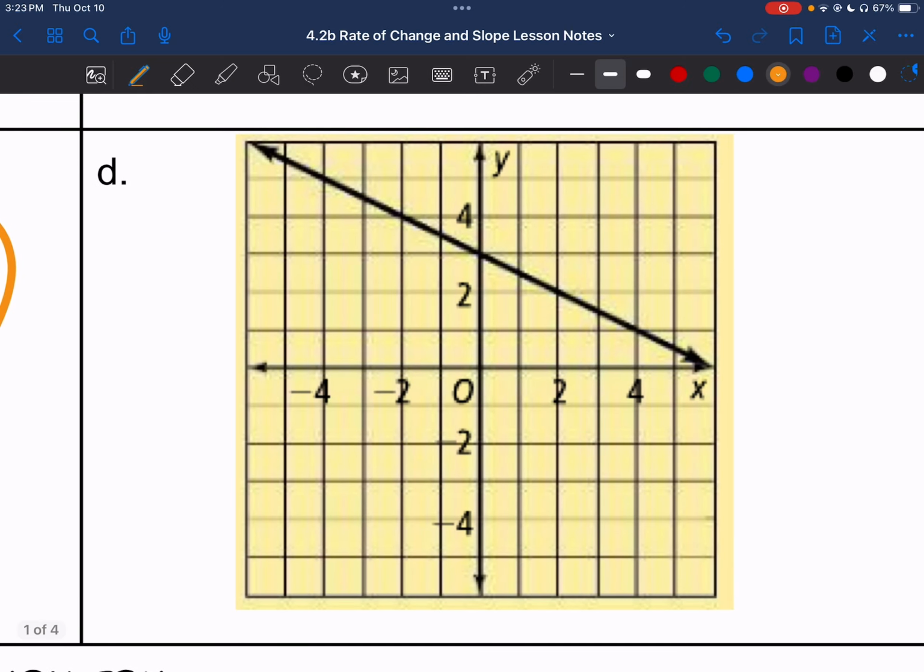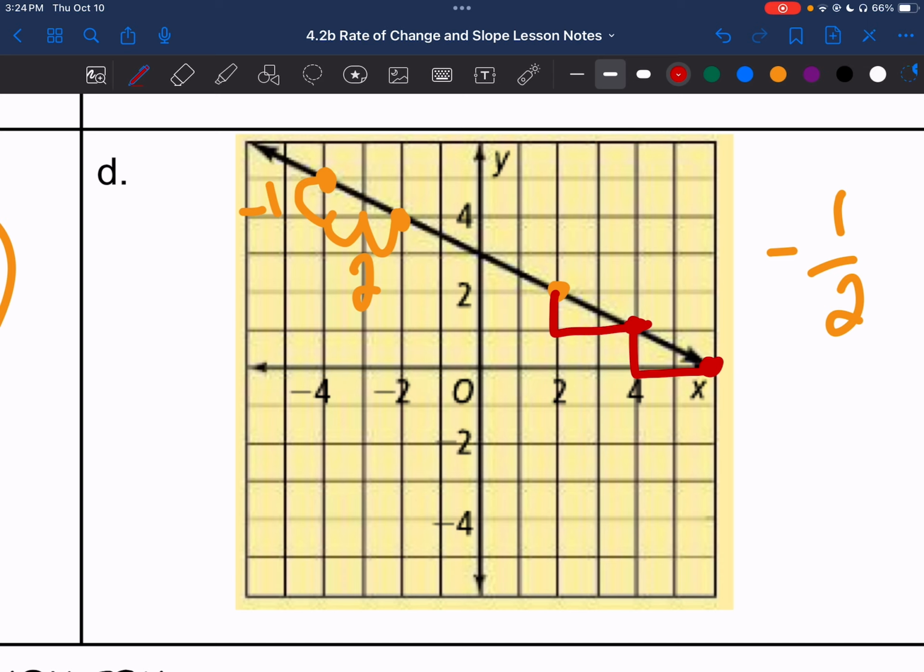Letter D, again, we need to find 2 coordinates, and so I'm going to use this one, and I'm going to use this one. And so we're going down 1, and we're going to the right 2. So it's negative 1/2. Now, if I pick this point right here and I follow my pattern, down 1 and right 2, I'm at another point on the line. Down 1 and right 2, I'm at another point on the line.